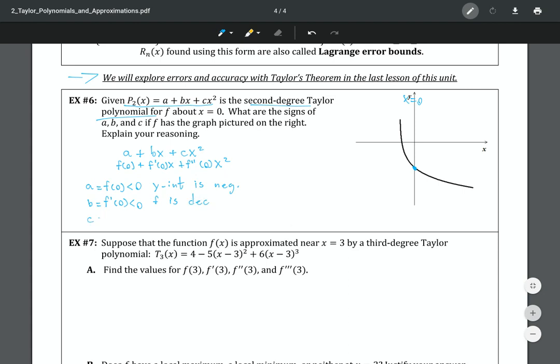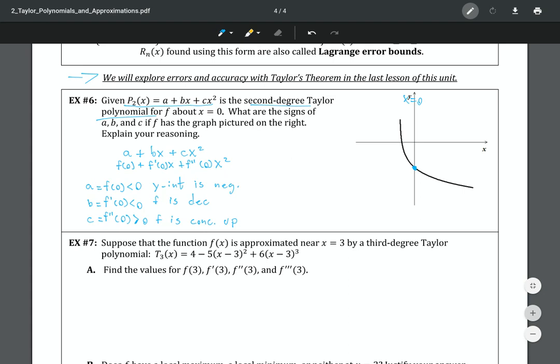Okay, and then finally, let's look at C. The C value has to do with the second derivative at 0. What does that tell me? And I hope you said concavity, right? Because this is concave up, that means that the second derivative is positive. And again, I'm writing my justification here. How do I know that C is positive? That's basically what this is saying: C is positive because f is concave up. Okay, I hope that makes sense.